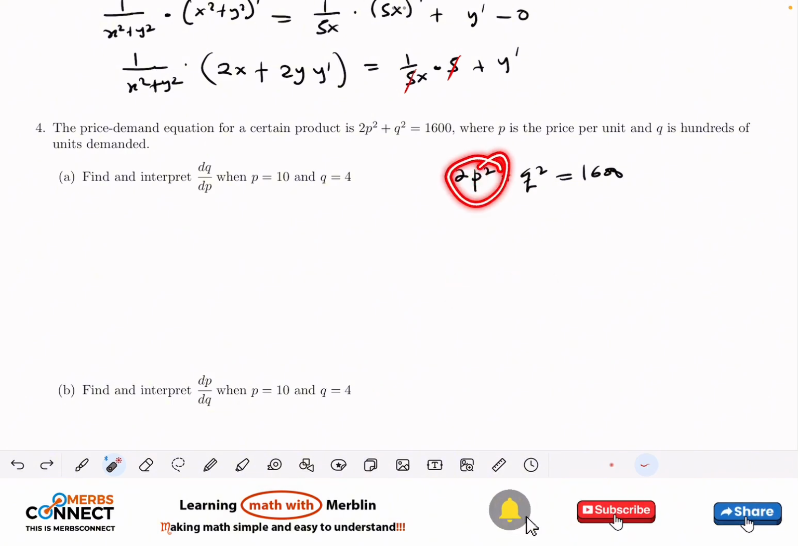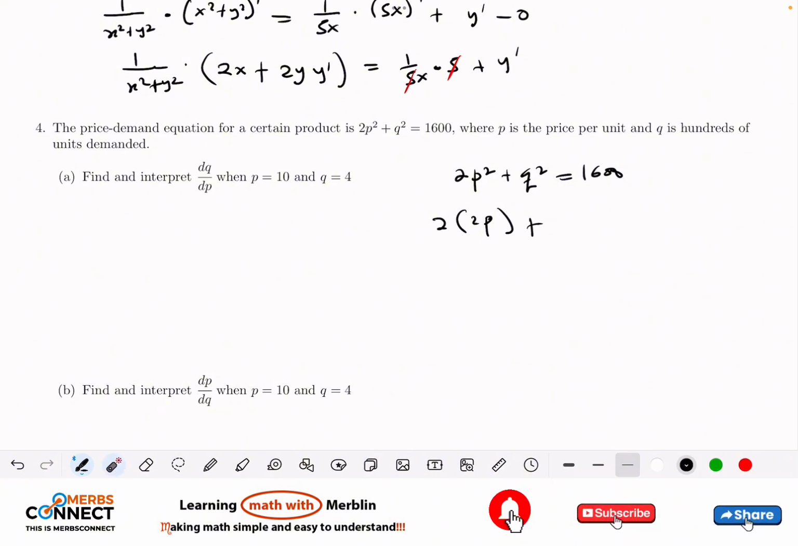So if I want to differentiate this, what am I going to get? I'm going to have 4p. How did I do that? I maintain my 2, then I differentiated p squared. When I differentiate p squared, it's like differentiating x squared. So this one is going to give us 2p. Then I'll multiply by this. So 2 times 2p. You see, I didn't add anything like dp over dp because dp over dp is 1.